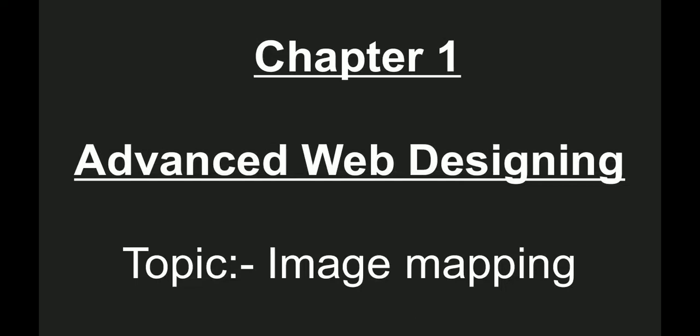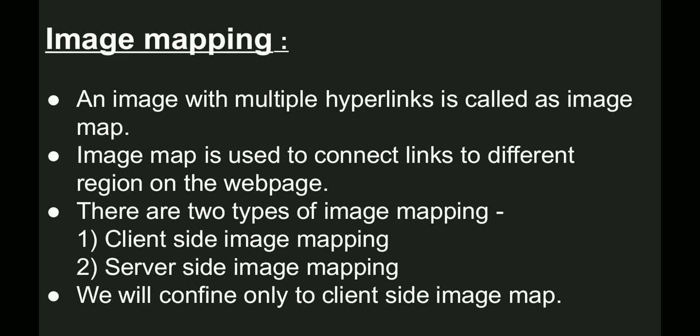In the last lecture, we had seen how to insert audio and video in HTML5. Today we are going to learn image mapping. So let's start with the topic image mapping. An image with multiple hyperlinks is called an image map. An image map is used to connect links to different regions on the web page.